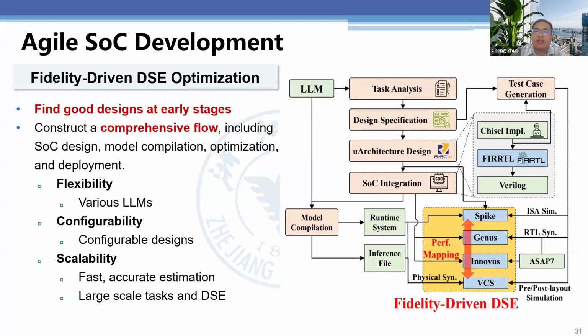And meanwhile, we can also switch between the different simulators. We can even use the functional simulator like Spike to analyze the communication cost and also the parallelism to provide more accurate cycle-level reports. And this framework will provide very high scalability and good configurability.